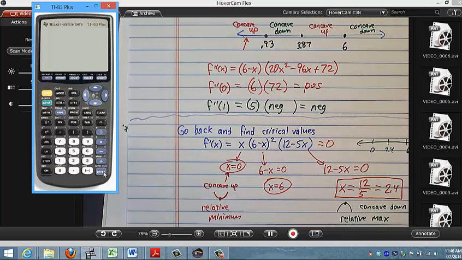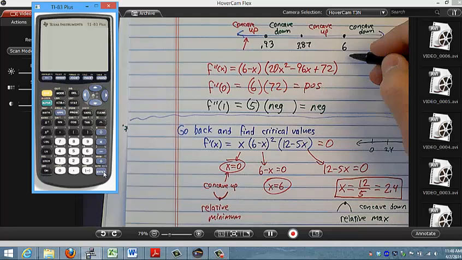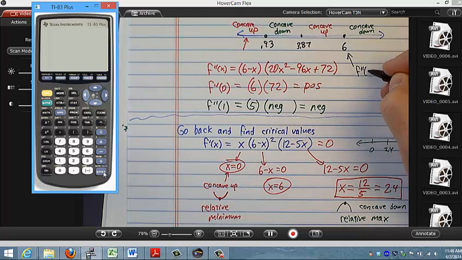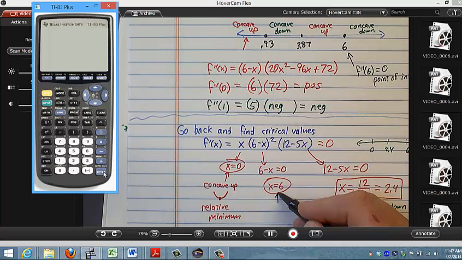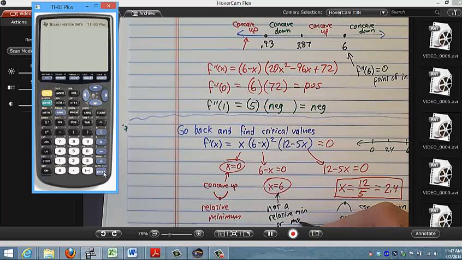And now we get to Matt's question. Because what's the problem with x equals 6? It's the point of inflection. X equals 6 was a place where the second derivative equals 0, right? F double prime of 6 equals 0. It's a point of inflection. And that tells me this is not a relative min or max. It's not a relative min or a relative max. You can't really say anything here. All right?